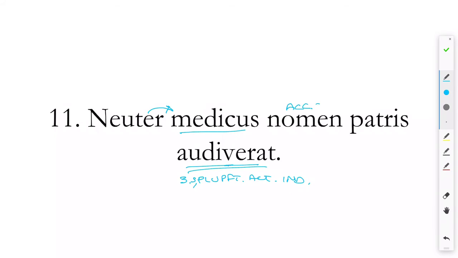This is your accusative singular neuter. Correction, that's not masculine, it is neuter. Of the father, patris, genitive singular masculine. And that's it for the Latin sentences.